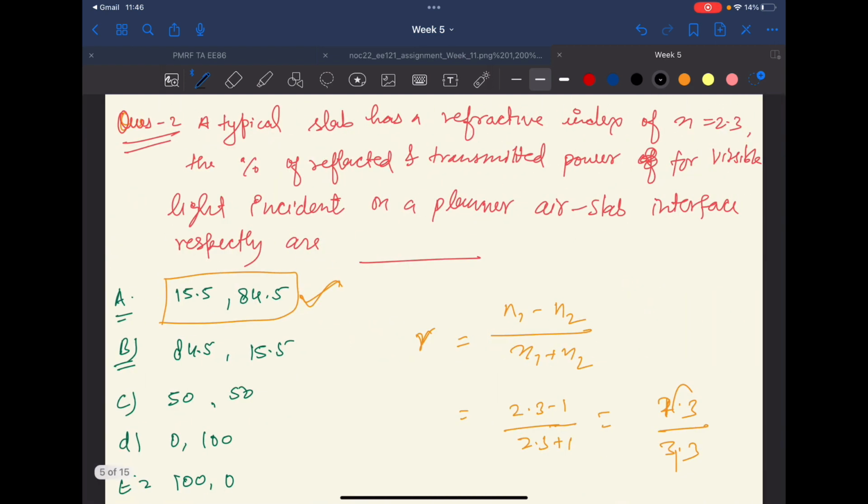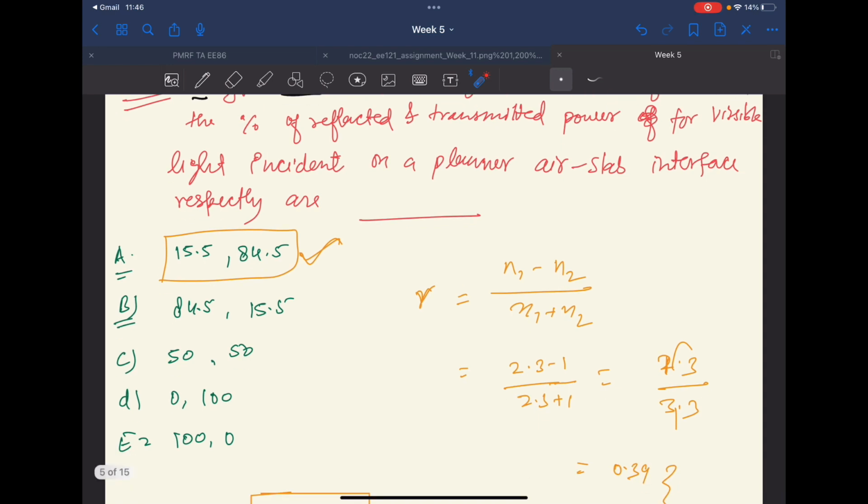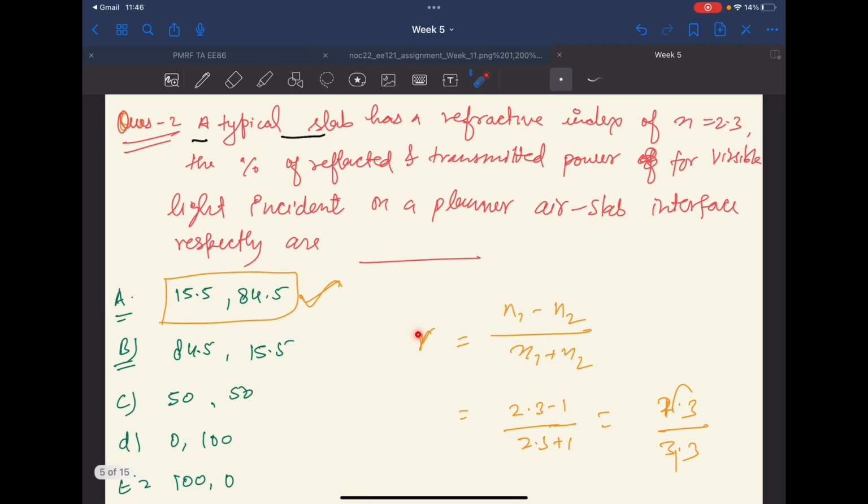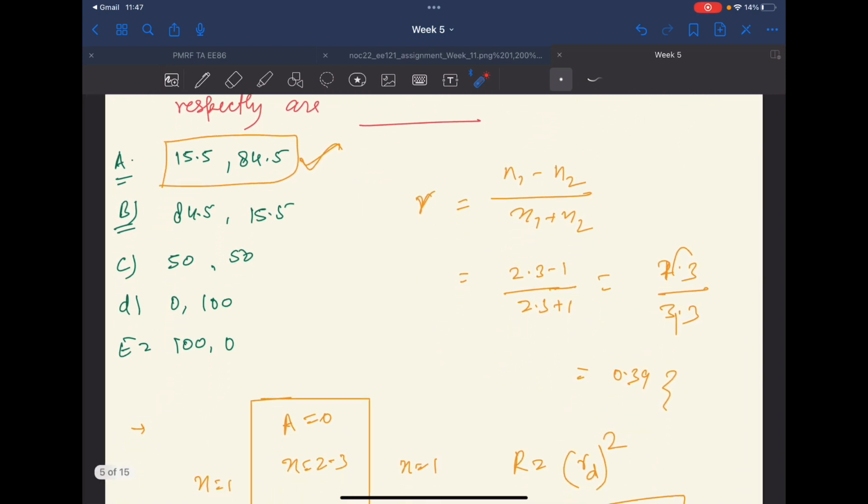Coming to question number 1: a typical slab has a refractive index of n equal to 2.3. The percentage of reflected and transmitted power for visible light incident on an air-slab interface are, respectively, what? How can we calculate it? We can calculate it from r, as I showed you earlier, n1 minus n2 upon n1 plus n2. For this, you calculate 1.3 by 3.3, so it comes to around 0.39.